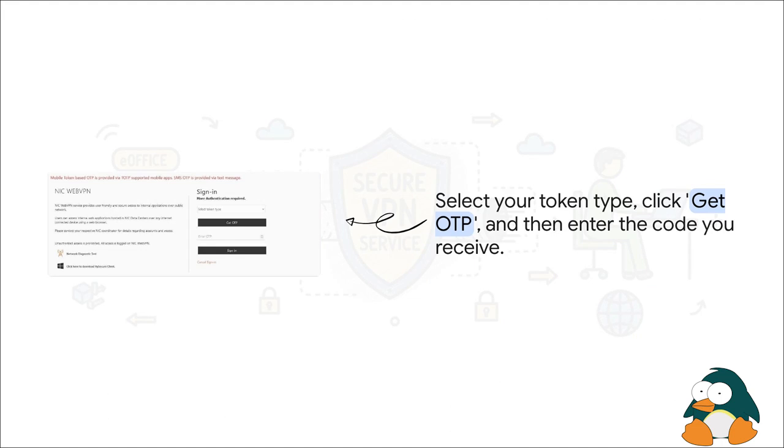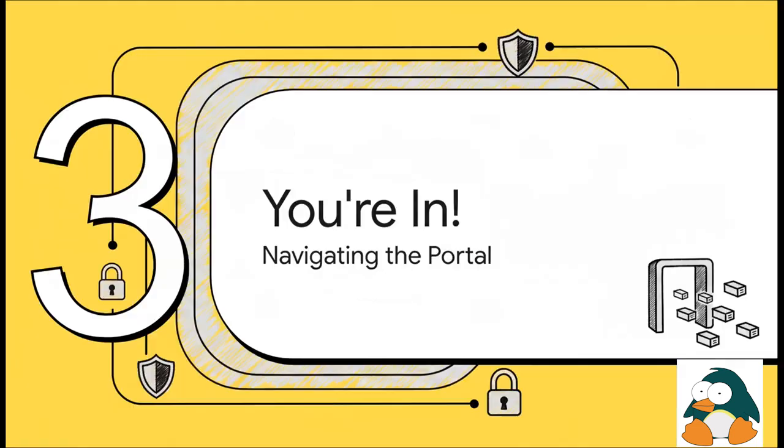So, back to the screen, you'll see a little drop-down menu. Just click on that and pick your method, SMS or the mobile token. Then click the Get OTP button. A code will show up on your phone, you just type that code into the box and hit sign in. Easy peasy. And boom, you're in. How about that? You've passed all the security checks and you've made it to the main portal. You are now officially inside the secure network.